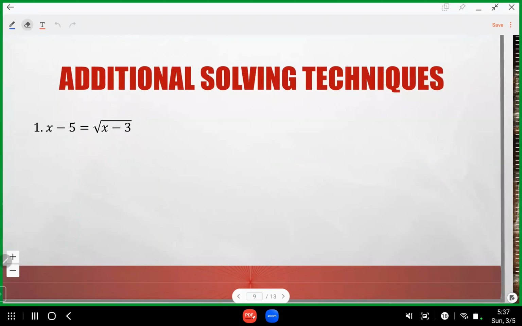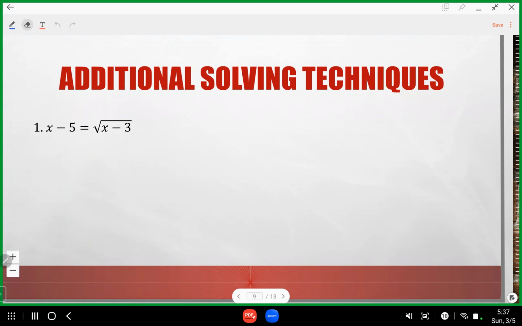This first one really isn't that hard. We're just going to classify it as an additional solving technique because you don't see it that often. So everybody just do this first one and see how it goes.